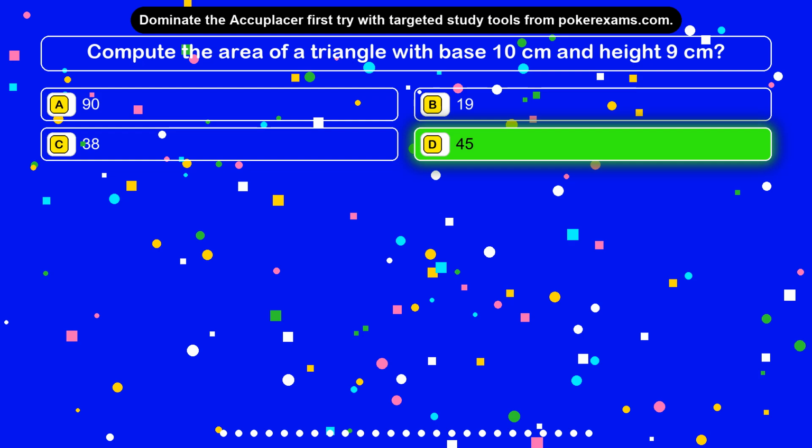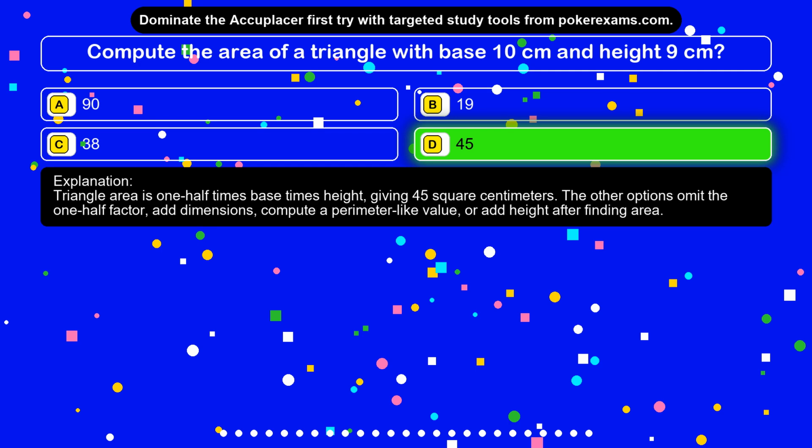The correct answer is option D, 45. Triangle area is 1/2 times base times height, giving 45 square centimeters. The other options omit the 1/2 factor, add dimensions, compute a perimeter-like value, or add height after finding area.